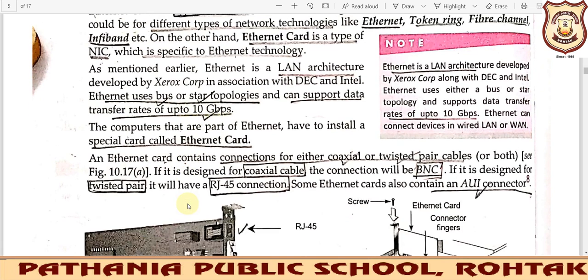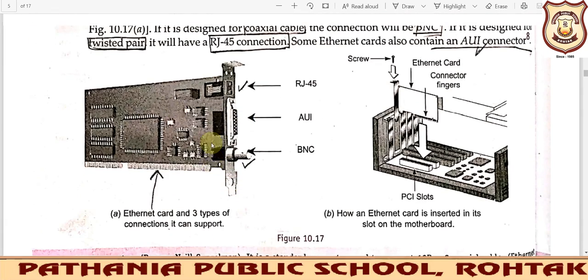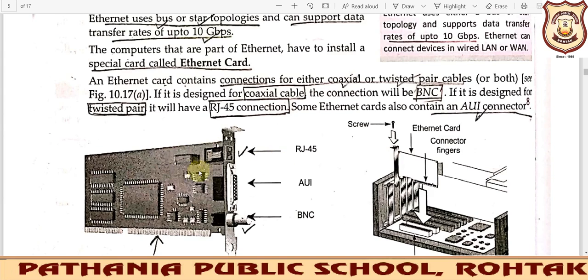The computers that are a part of Ethernet have to install a special card, and that is known as an Ethernet card. This Ethernet card can have connections with coaxial cable and twisted pair cable also. If you can see, this is your Ethernet card, and it has slots for RJ45 connector, BNC and AUI.